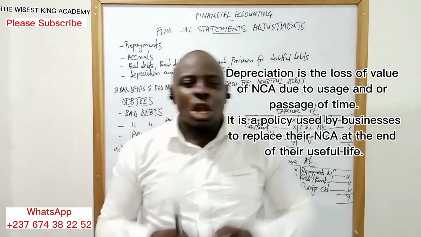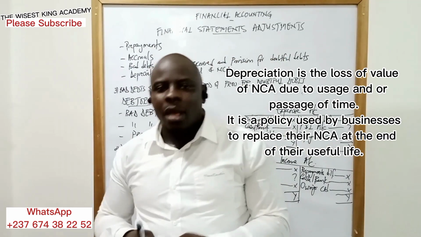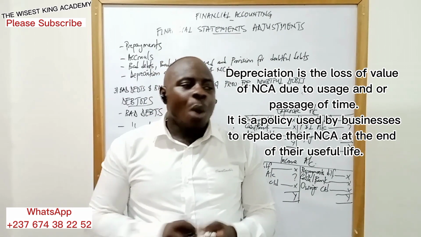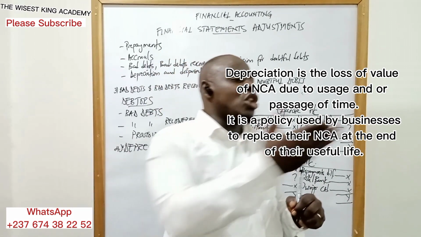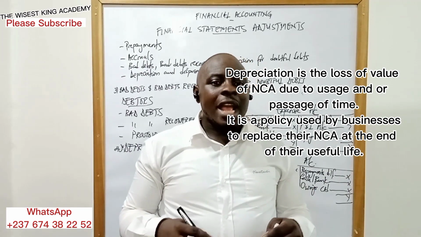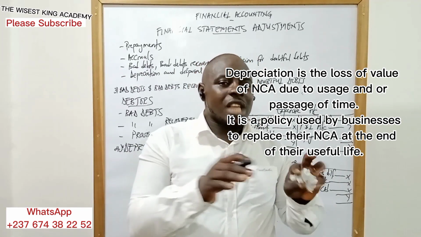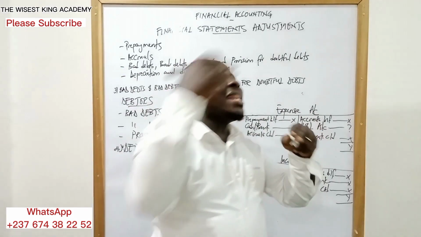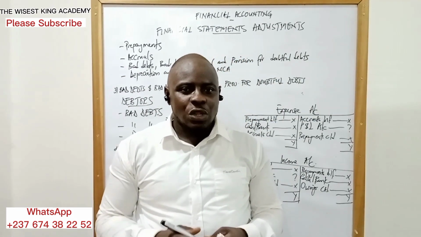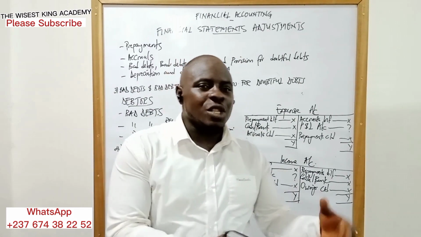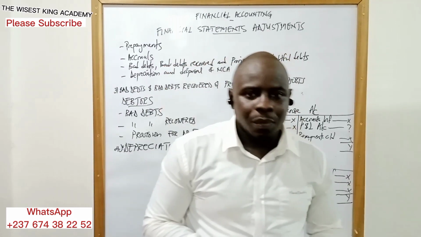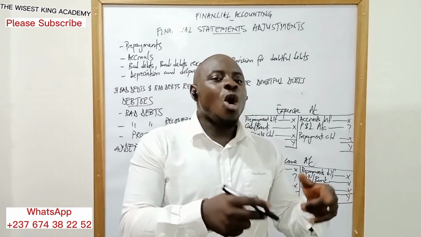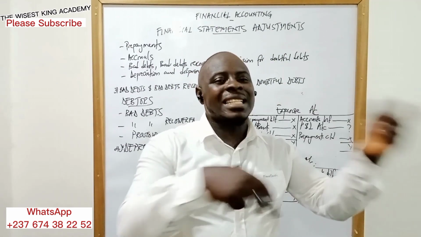Depreciation is actually the loss of value, the wear and tear of non-current assets due to usage and or passage of time. Now, when we buy non-current assets, we attribute to them a useful life. And we assume because they are in use, they are losing value. And because they are losing value, we have a plan to replace those non-current assets at the end of their useful life. So what do we do? We provide for depreciation at the end of every period. These depreciations are made in order to replace these non-current assets at the end of their useful life.